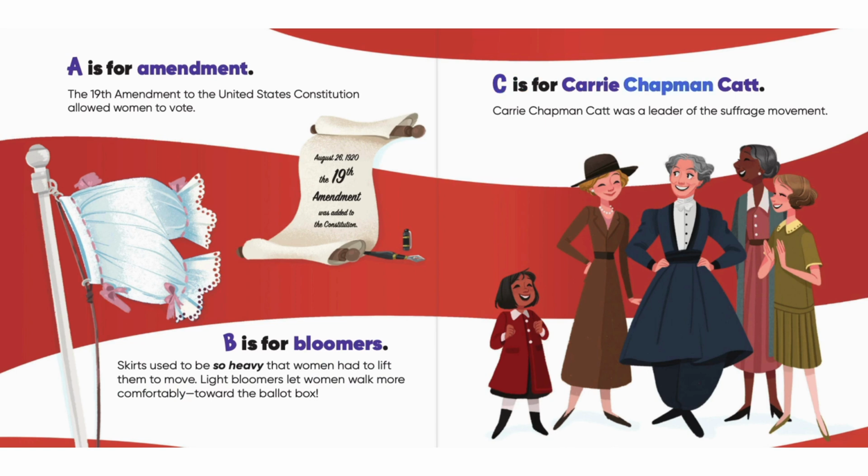C is for Carrie Chapman Catt. Carrie Chapman Catt was a leader of the suffrage movement.